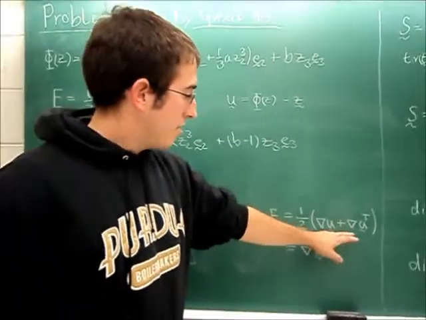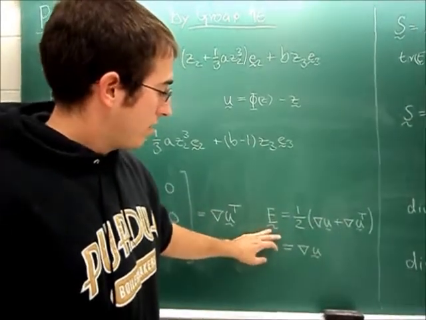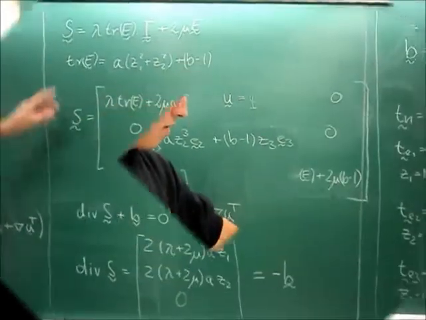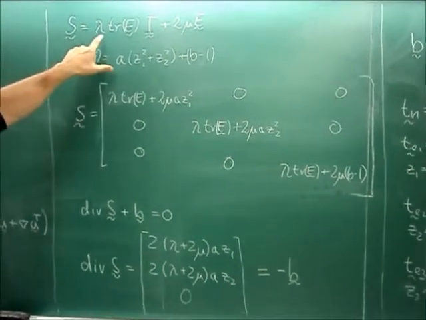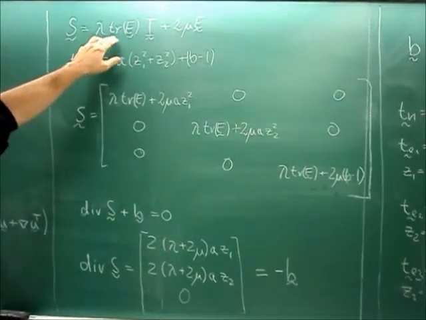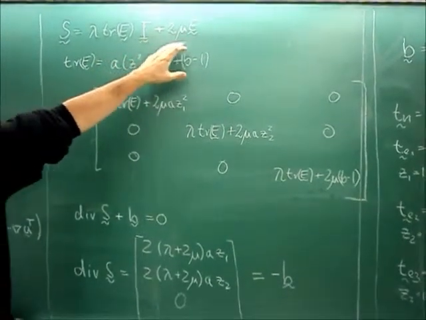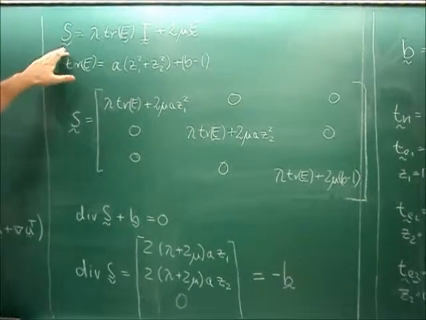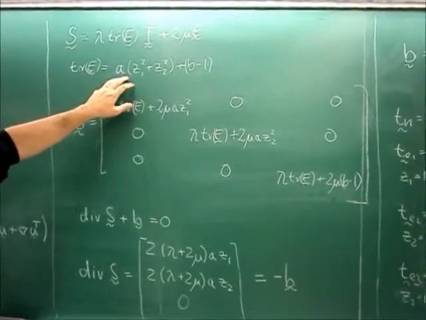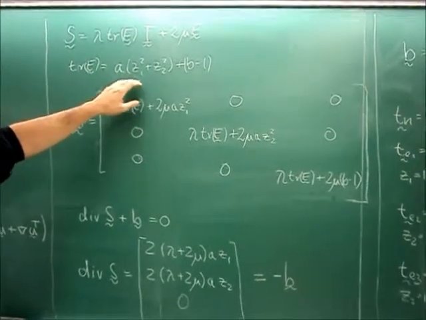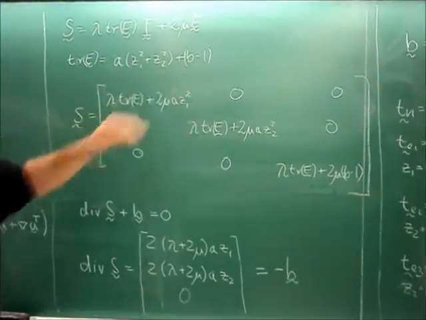Because it is equal to its transpose, the 1/2 cancels out, and we get that our strain tensor is simply the gradient of u. To find the stress tensor, we have the following relationship, where lambda times the trace of E times I plus 2 mu times E is equal to our stress tensor. The trace of E is the sum of the diagonal components, so we get A times the quantity z1 squared plus z2 squared plus b minus 1.